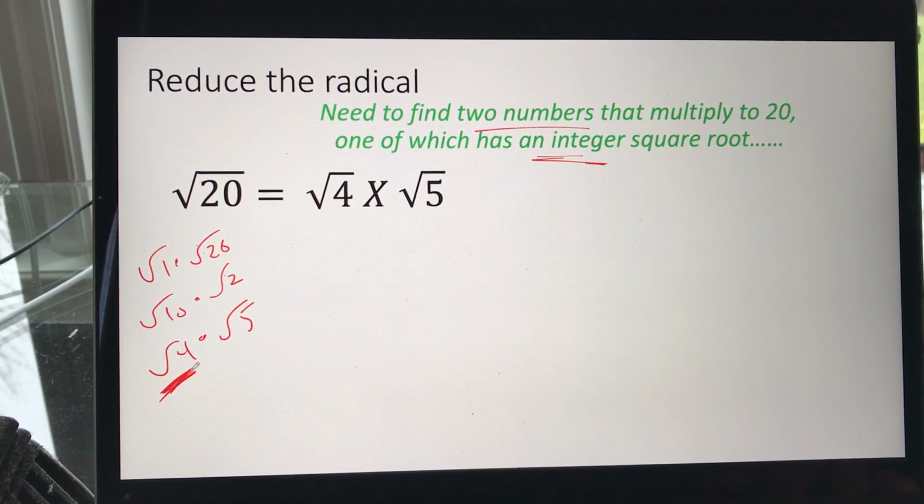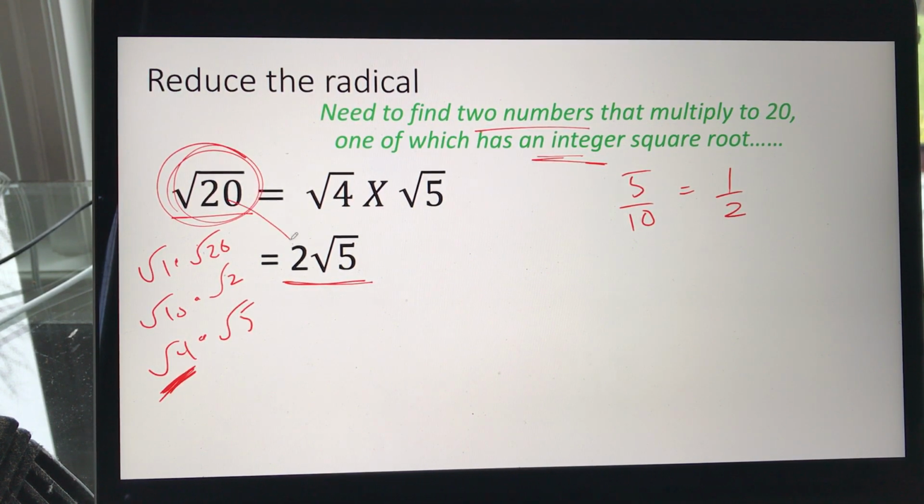So I'm going to rewrite root 20 as root 4 times root 5. And then I'm going to take the square root of 4, which is 2. And this ends up being my final exact answer. 2 root 5 is the same thing as root 20. If you go in your calculator, if you go root 20 on your calculator, or 2 times root 5, you get the same answer. So really what we're doing, it's kind of like when we had fractions. Remember if we had a fraction, 5 divided by 10, we would rewrite that in a lower form, 1 divided by 2. They're both equal, they're both the same thing. It's the same idea here. We're just trying to take something a little bit larger and write it in a smaller or simpler version.